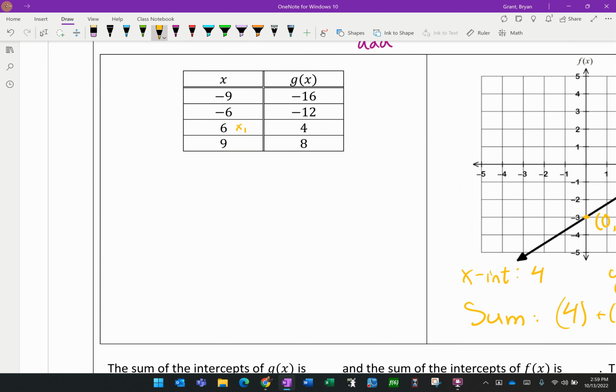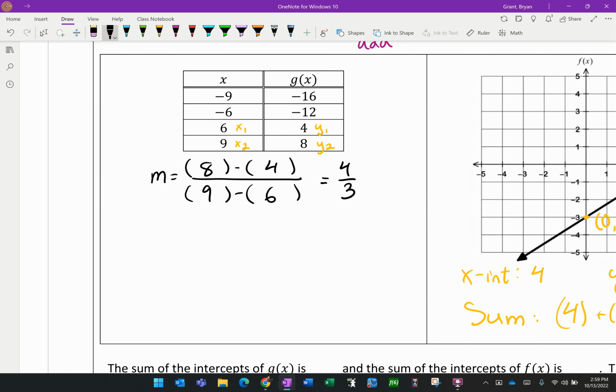We have first x, this is the second x, first y, second y. Let's go ahead and find our slope. Hopefully not taking too much space because we're going to need it in just a bit. We have our second y, second x, first x. I'm looking at 4 over 3. Rough slope. Okay, 4/3 is our fraction, doesn't reduce.